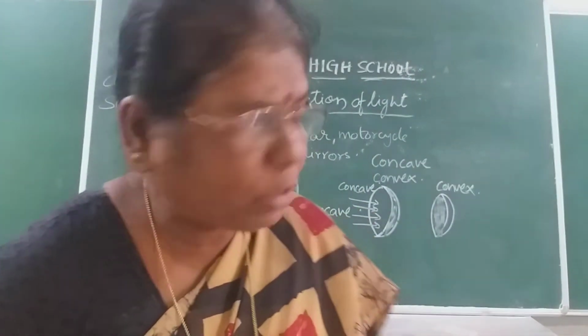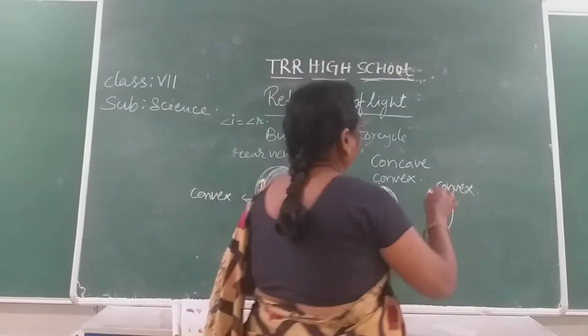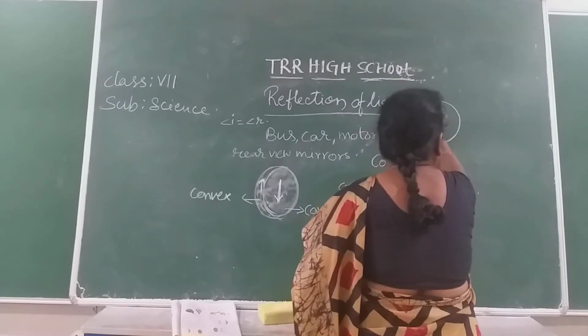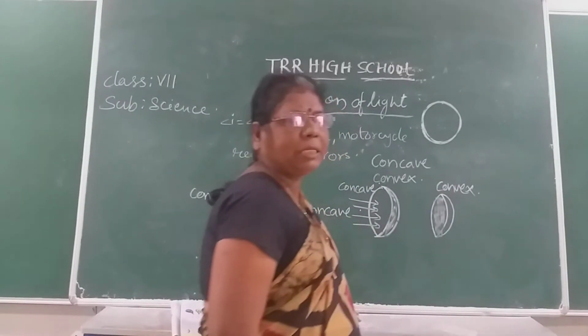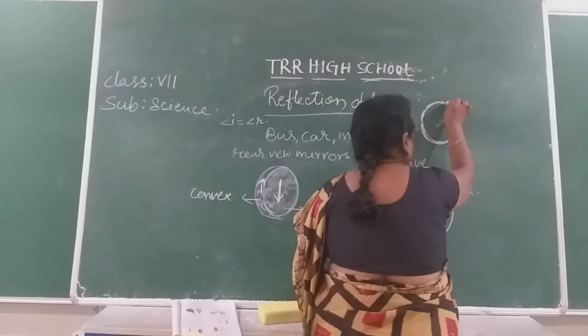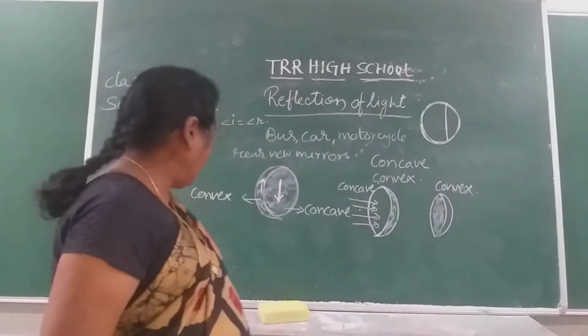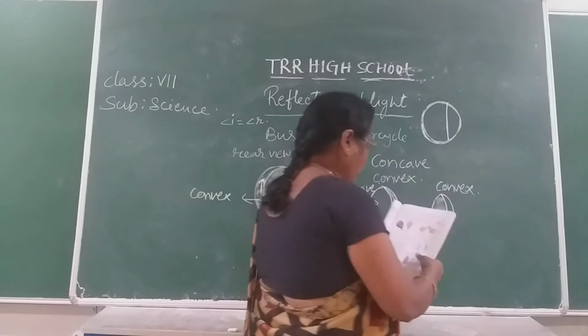Now here what you have to do, take a rubber ball. These mirrors are called spherical mirrors. Cut a portion of the ball. Isn't it? So, how it looks now, here, see.